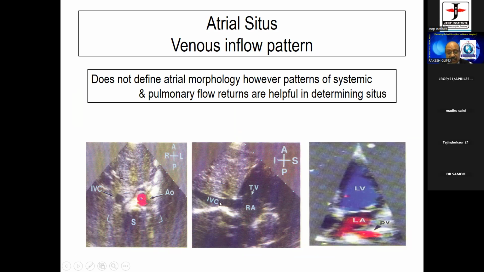Now the fixed structure is that the IVC will always drain into the RA. The other fixed structure is that LA and LV will always have a pulmonic vein. There can be some aberrations where the pulmonic venous structure may be draining to the RA.